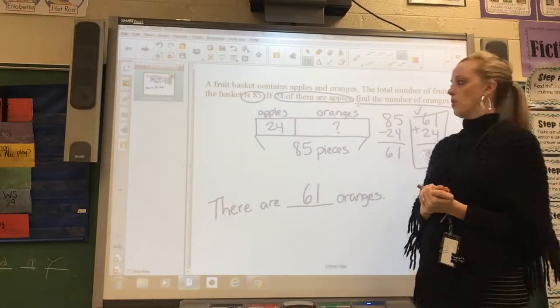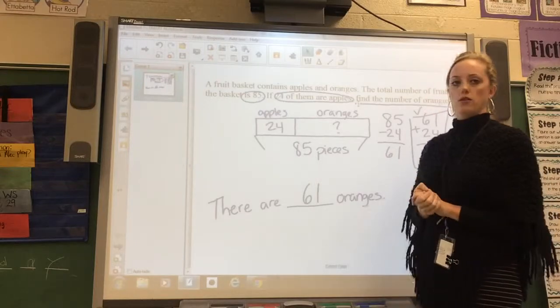Okay? And that is called a part whole bar model. Hope that helps.